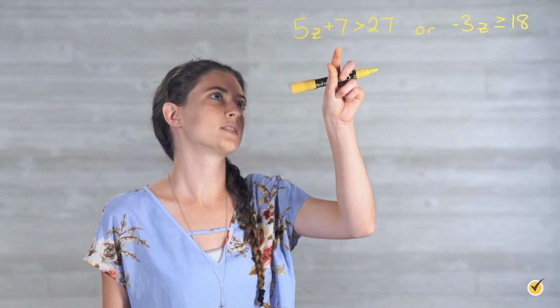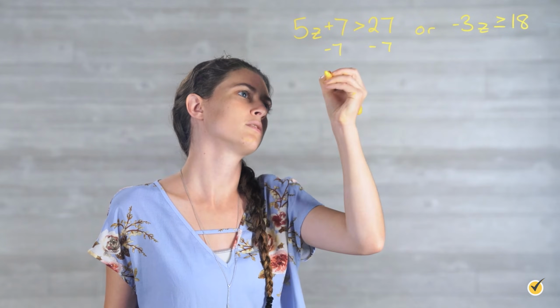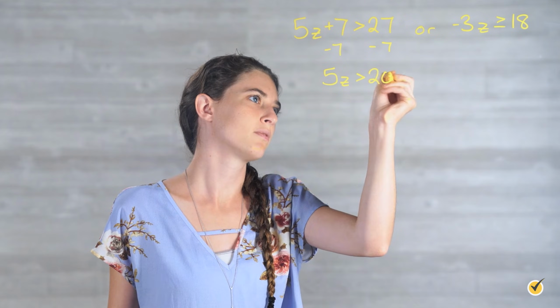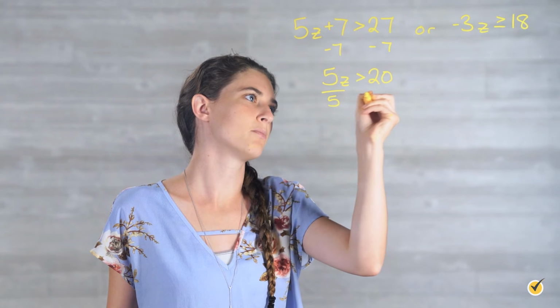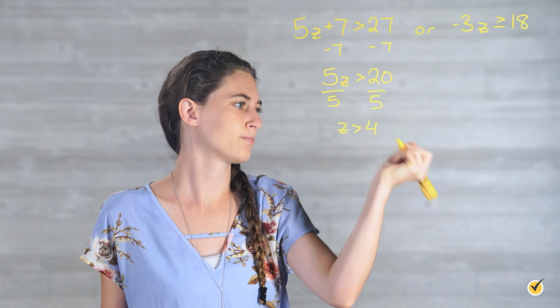So let's start by solving this inequality. We'll start by subtracting 7 from both sides. That'll give us 5z is greater than 20. And then we divide by 5 on both sides. So z is greater than 4.